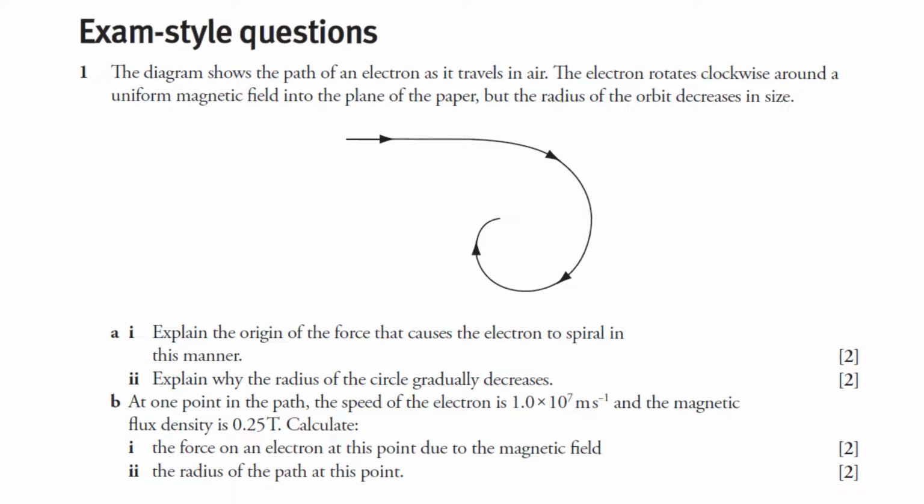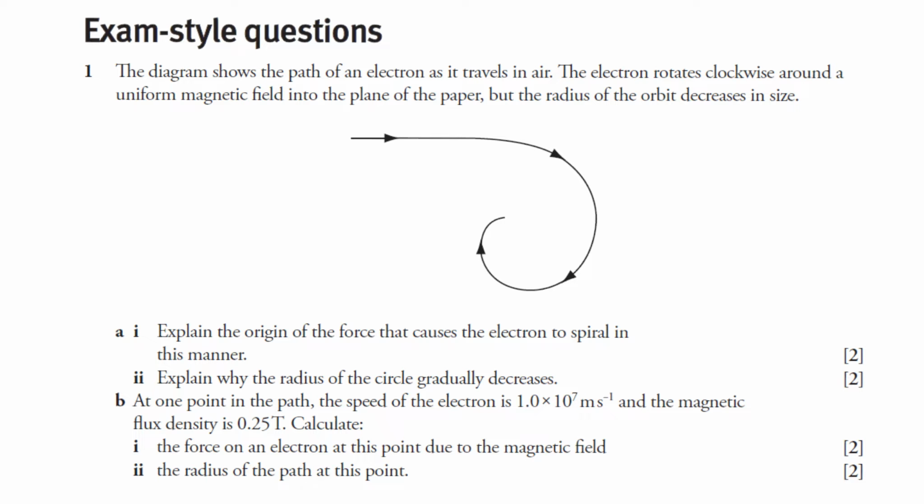Second mark. Explain why the radius of the circle gradually decreases. Electrons ionize atoms in air. Ionization means adding or removing of electron. During ionization, the electron loses kinetic energy. So the speed decreases, of course. So does the radius.